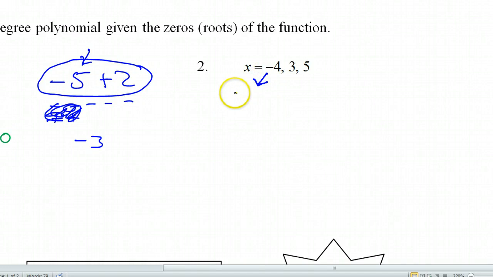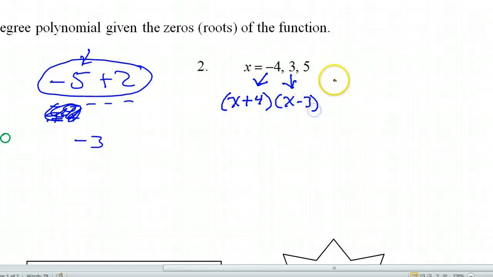Demetrius, give me the first factor. I see that negative 4. Give me the factor that I'm going to get from it. x plus 4. DJ, give me the next factor. x minus 3. Mr. Morgan, give me the last factor. x minus 5. Please stop me if I do something you do not understand. So these are the 3 factors we're going to have.